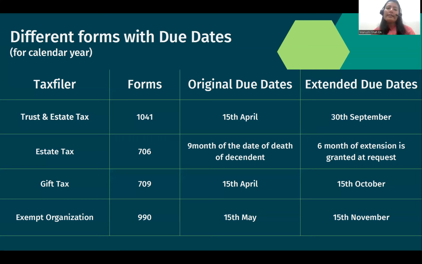Gift tax. So gift tax will have the form 709. And the due date to file this gift tax return is 15th April. Yes, here also we get the extension, that is 15th October, right?